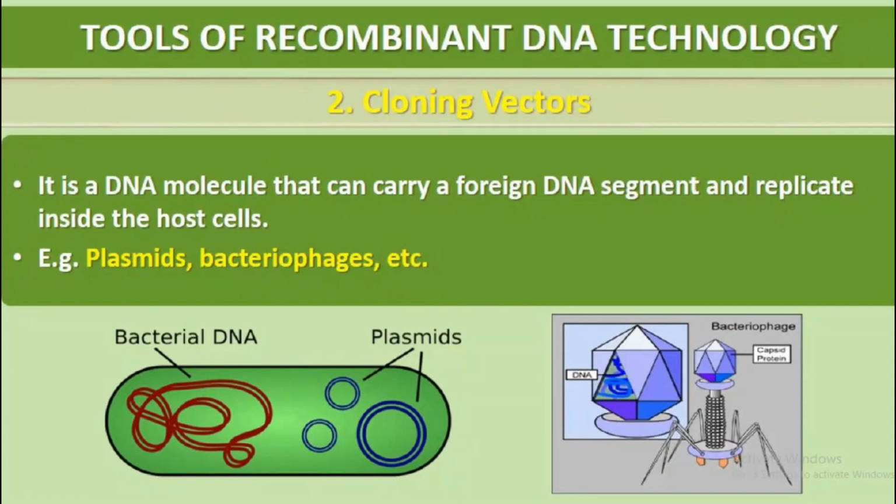Examples: what all things are used as vectors? First one is plasmid, bacteriophage, etc. What are plasmids? Here you can see bacterial DNA. This is known as the DNA of the bacteria. In the same bacteria, we can see plasmids. They are extrachromosomal DNA. You can study in detail. Before that, just remember the things we use as vectors: plasmids and bacteriophage.